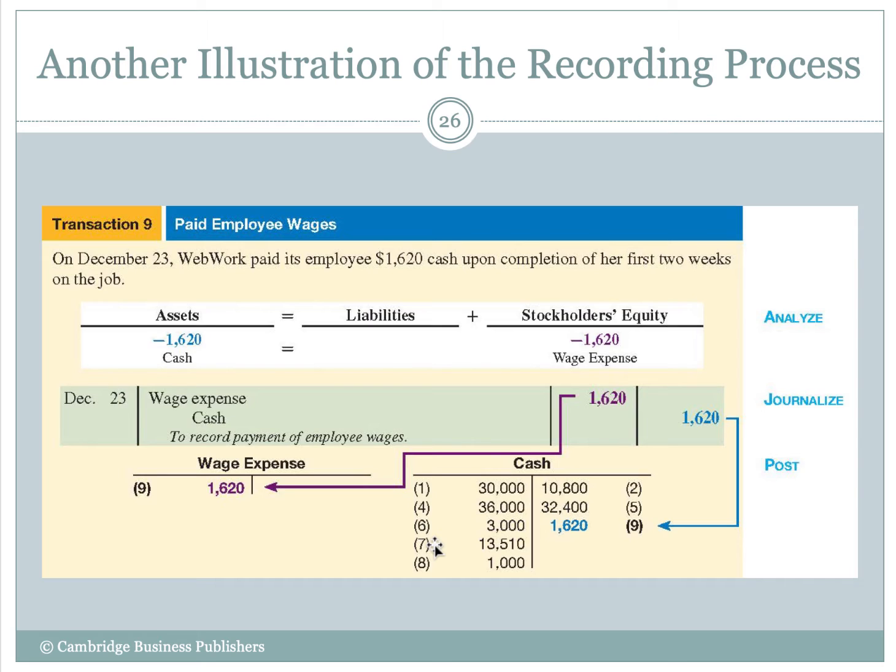So let's journalize what's going on. Cash is going down and expenses increasing. Okay, well, wage expenses are an expense. How do I increase my expenses? With a debit, so I have to debit my expense. What's happening to cash? Well, cash is decreasing, right? How do I decrease my cash? With a credit.